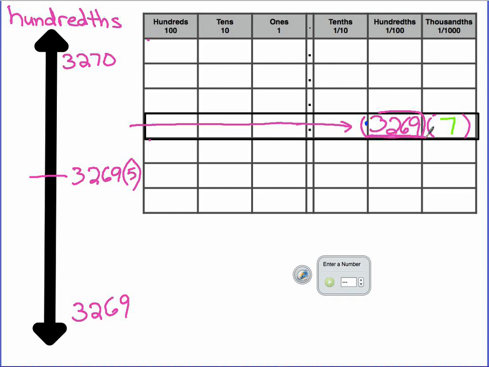Why don't you just write the number down below? And then what am I going to put in parentheses behind it? 7. So we know 3,269 is going to go somewhere on here, right? Which number is going to decide if it goes on top or on bottom of the halfway point?